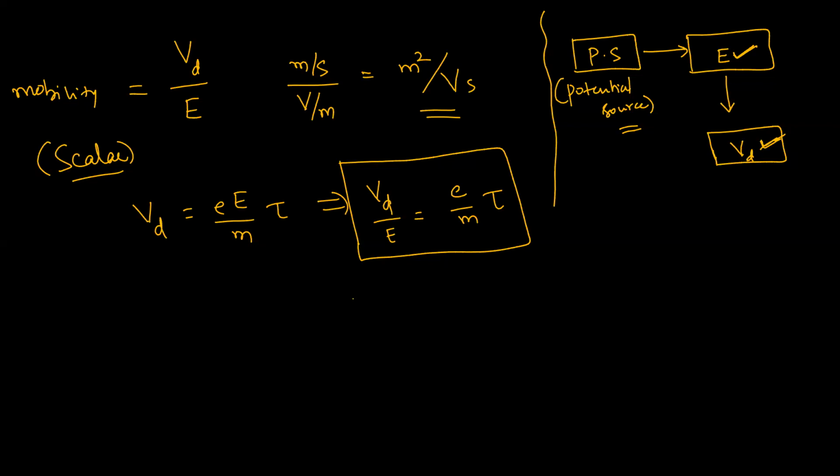The drift velocity divided by the electric field is given a term called mobility, which helps us understand how mobile the charge is in the conductor. Drift velocity is a vector quantity, whereas mobility is a scalar. Right?